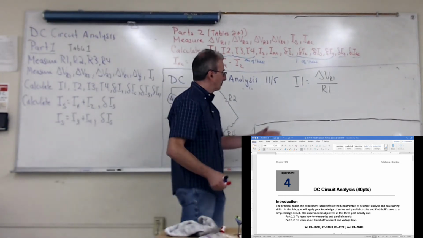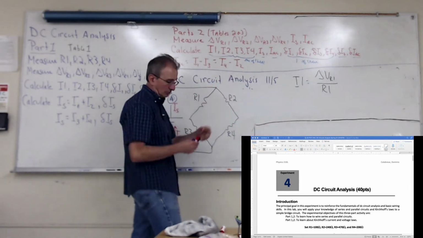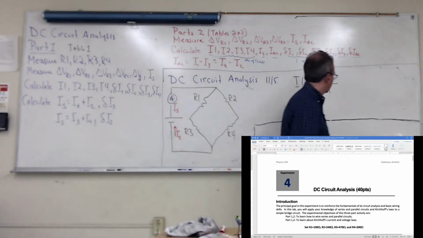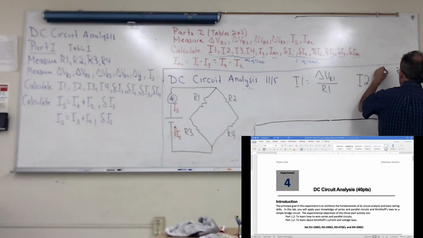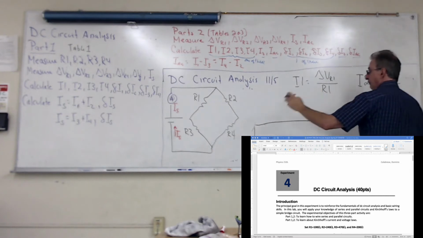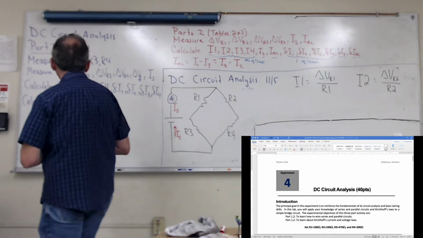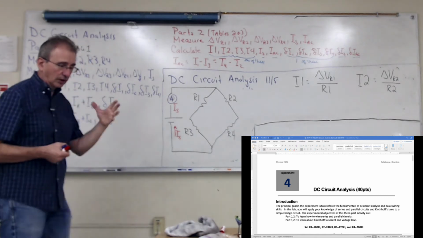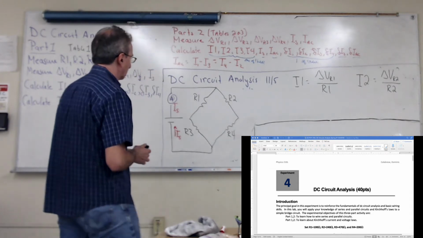So you'll calculate the current through this resistor by just using Ohm's law. The current through the second resistor, again, using Ohm's law. And you'll do the same thing for the third and fourth resistor. So those things you'll calculate, and we're going to use these values to verify the current rule.